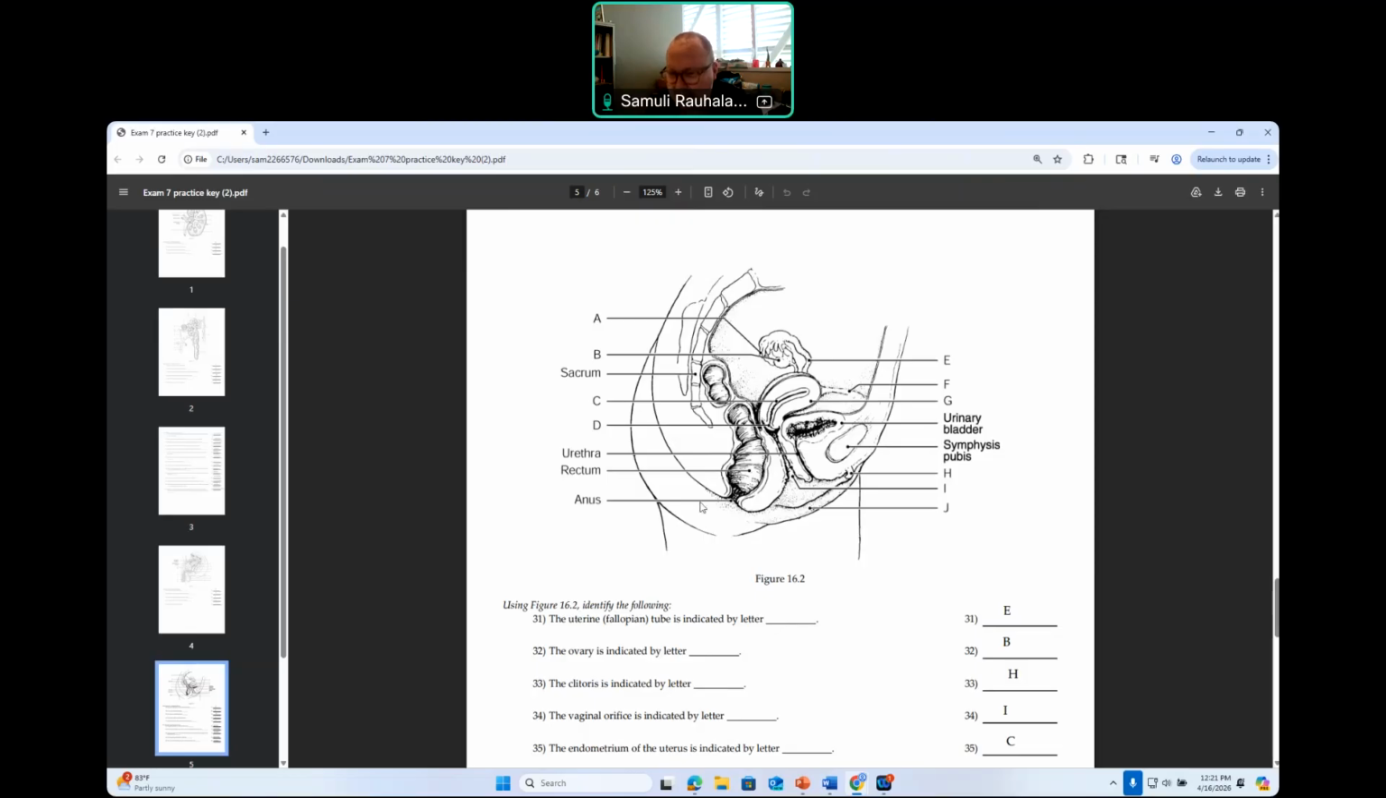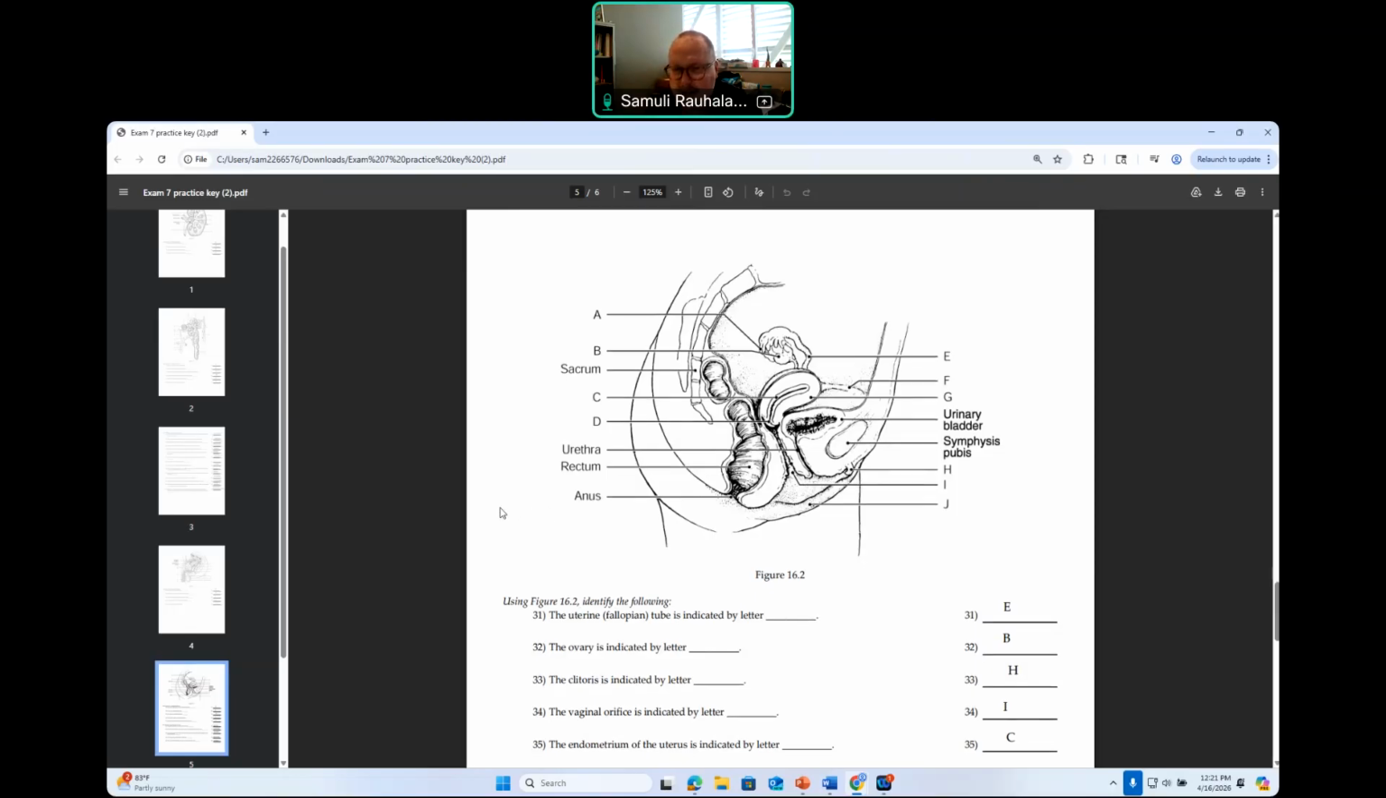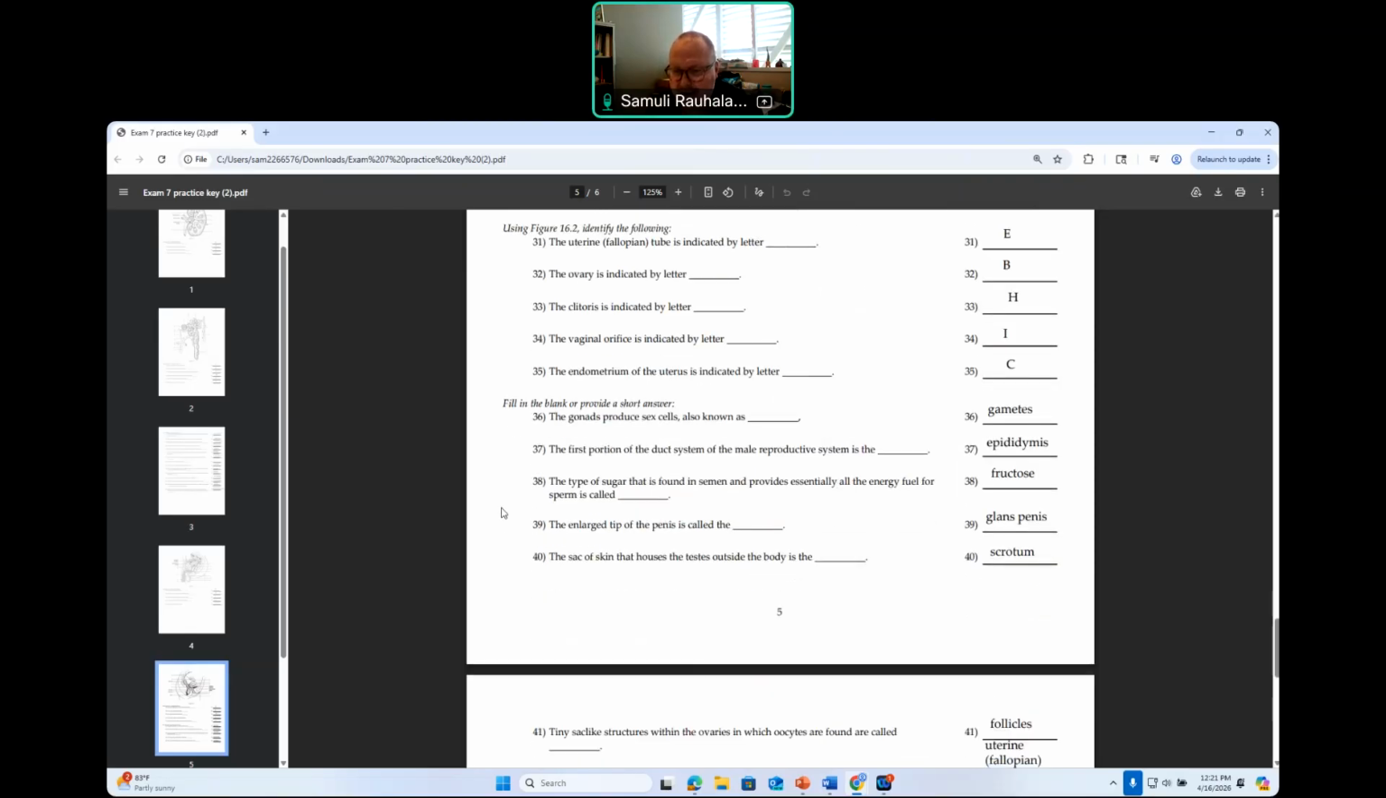And finally, we see the opening of the vagina as a letter I and in question 34. And for making certain we know where it is, letter H symbolizes the clitoris seen in question 33. Now, we finish this page and continue into the next page with a few fill-in-the-blank questions. Let's do those.